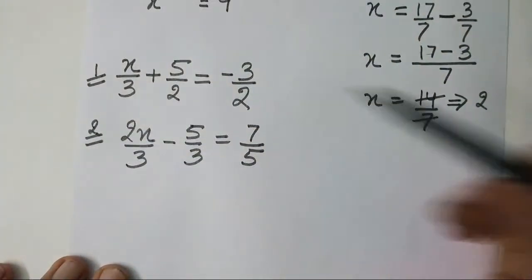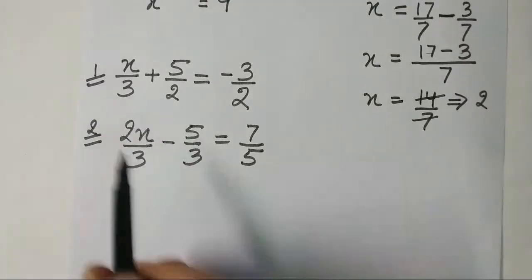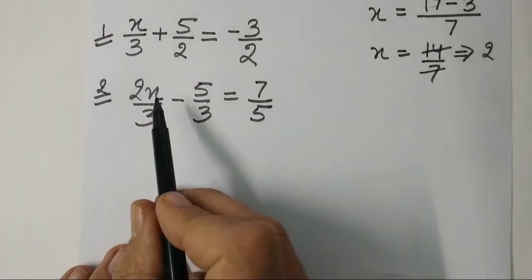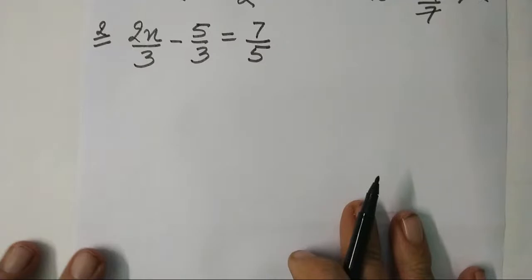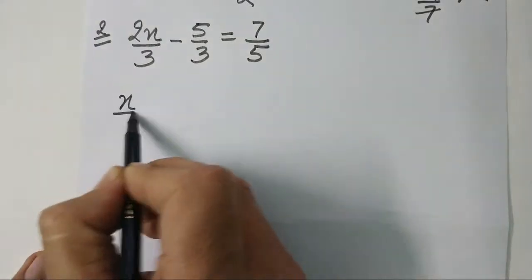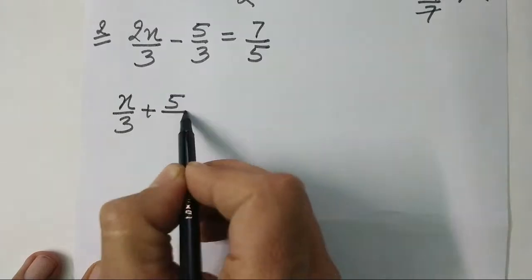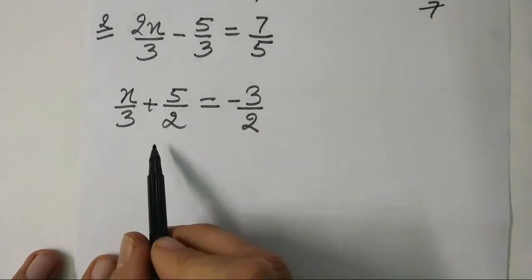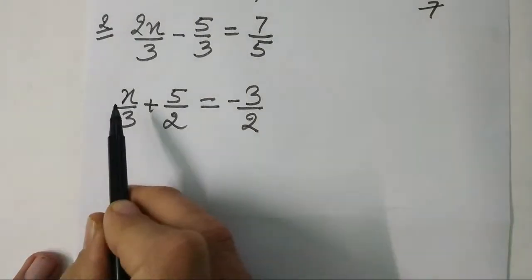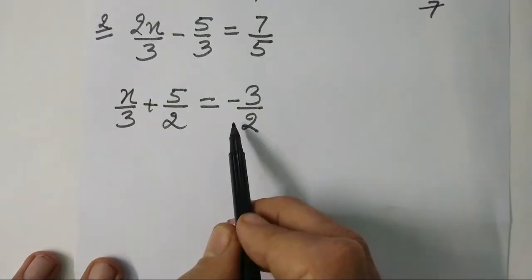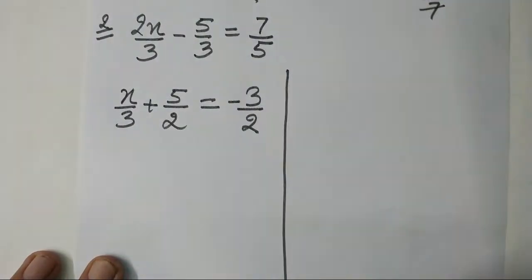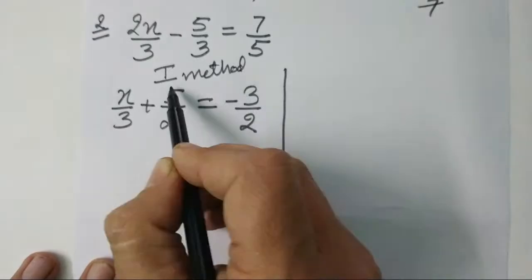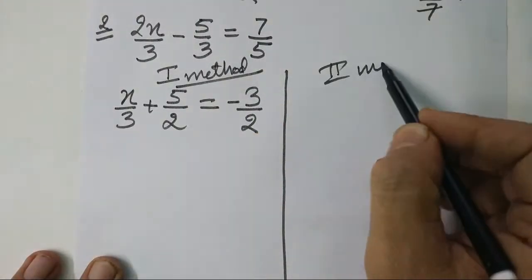Let's understand both the questions. In the first question, I am starting from the lower one. I can solve both the questions by taking LCM. So x upon 3 plus 5 upon 2 is equal to minus 3 upon 2. What I can do is take the LCM of the left side and leave the right side. This is the first method, and this is the second method.